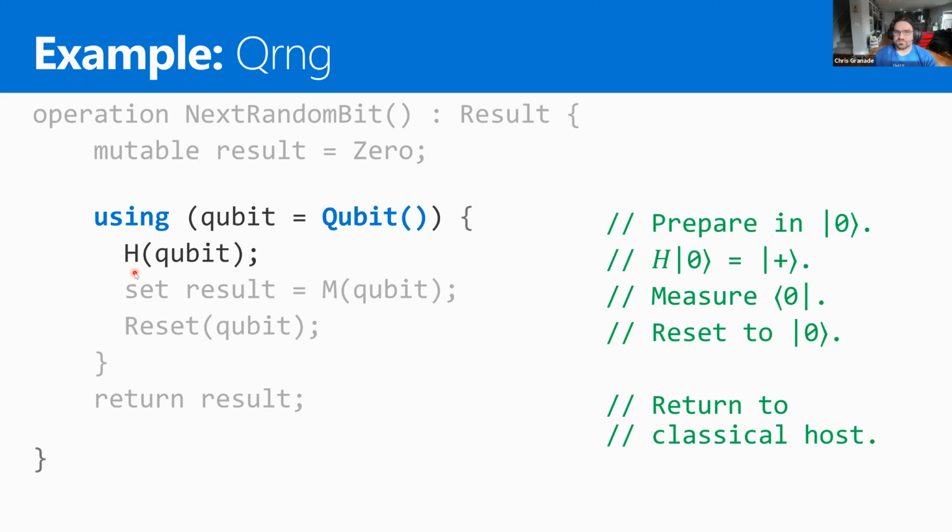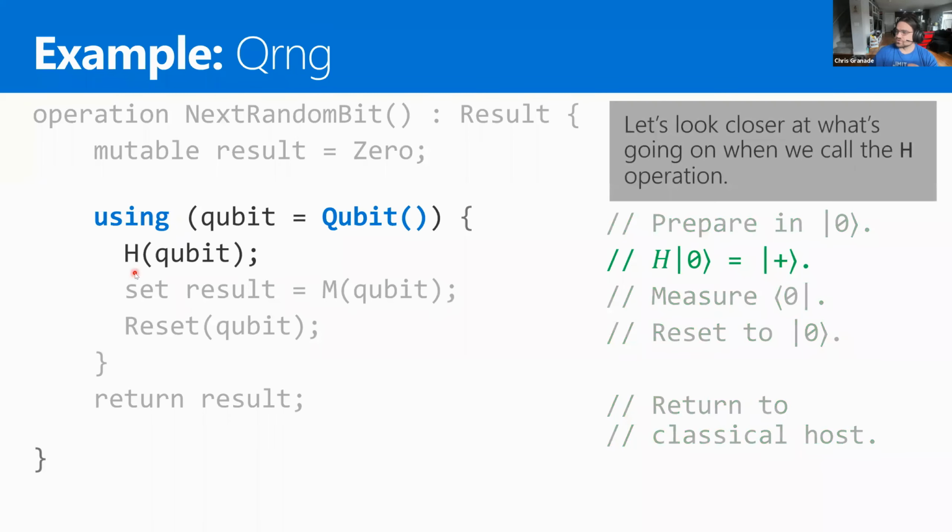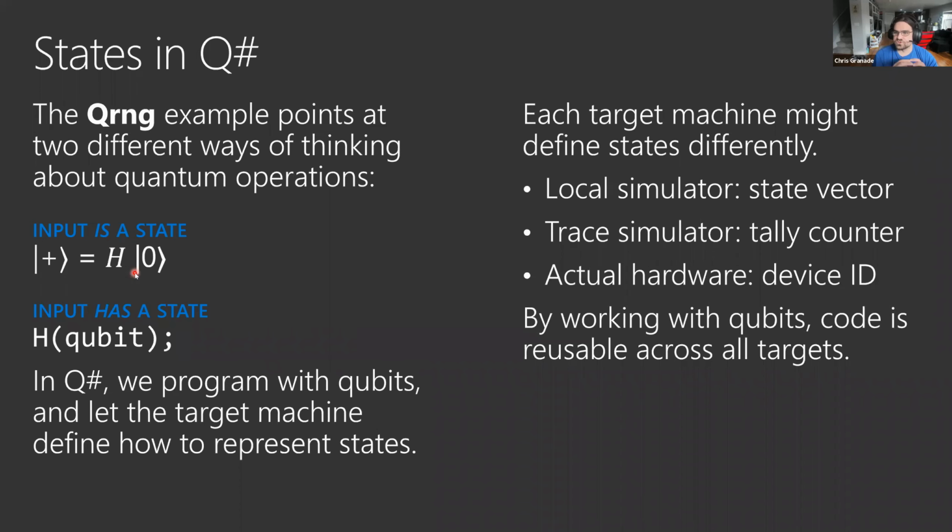If I were to write that in circuit notation or in Dirac notation or something like that, I might write things out a little differently. I might start talking about ket 0, or I might start talking about H applying to ket 0, and things like that. So let's take a closer look to see what's going on here. The key difference between those two ways of writing out the quantum random number generator comes down to whether I think of qubits as being things which are states, so a qubit being a ket plus, or whether I think of a qubit as something that has a state, possibly a register of qubits having a state. And in Q#, we take the latter view.